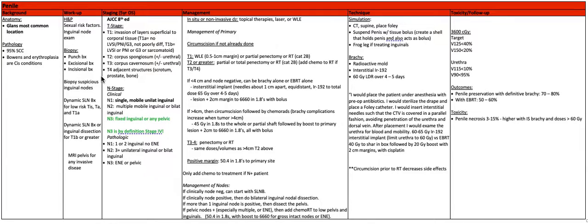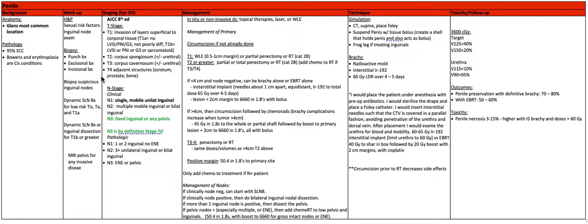Technique for simulation: CT supine, place Foley, suspend the penis with tissue bolus to create a shell that holds the penis and also acts as a bolus. Frog leg if treating inguinals. For brachytherapy, you want to use a radioactive mold. Interstitial iridium 192. 60 gray LDR over 4 to 5 days.